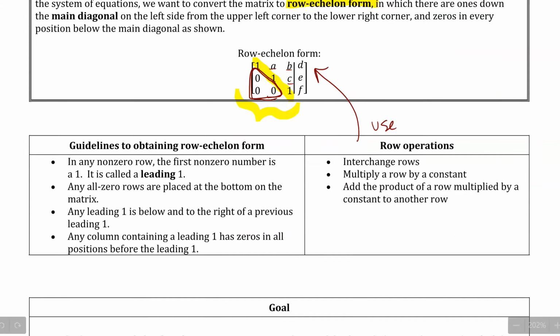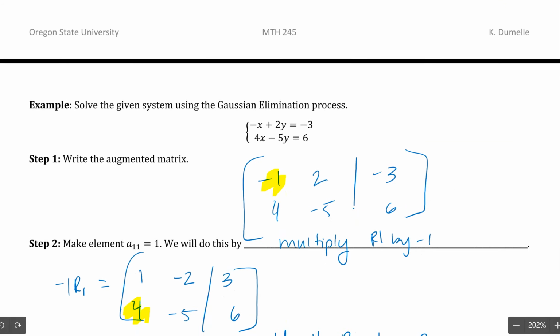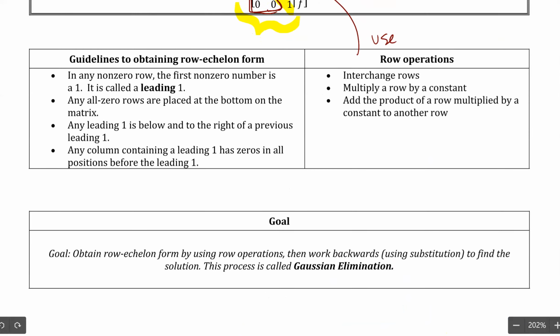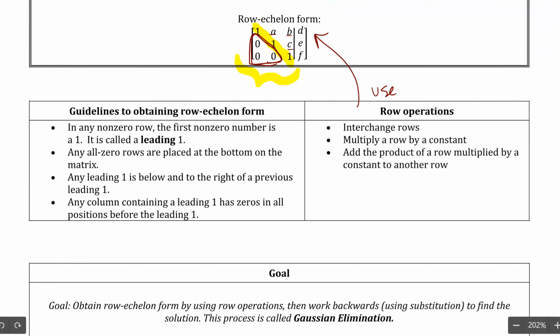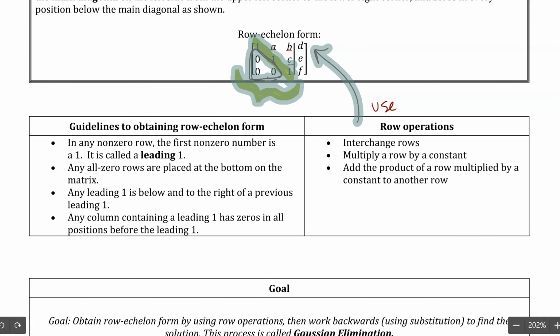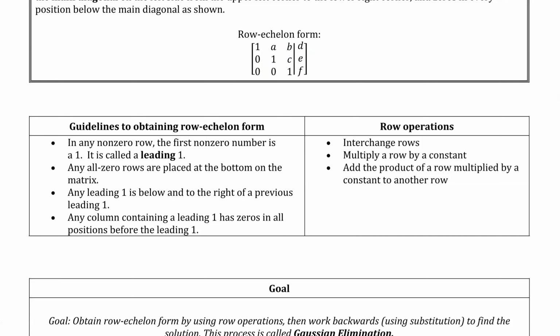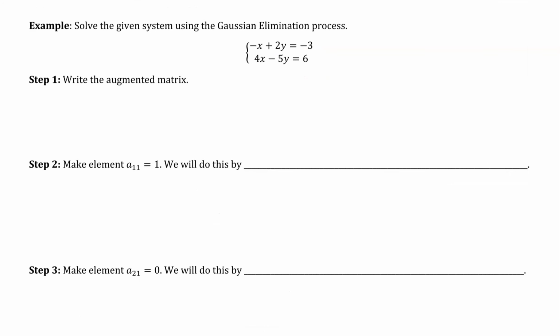Let's try an example. Just a reminder again on our goal: we want to get to that row echelon form by using these row operations. Now once we get there, what's the whole point of getting row echelon form? If you remember before, when we had row echelon form like this, we could write down our system of equations, and then we could work backwards, plug them in, and solve the system. So that's our plan. Let's start with an example.